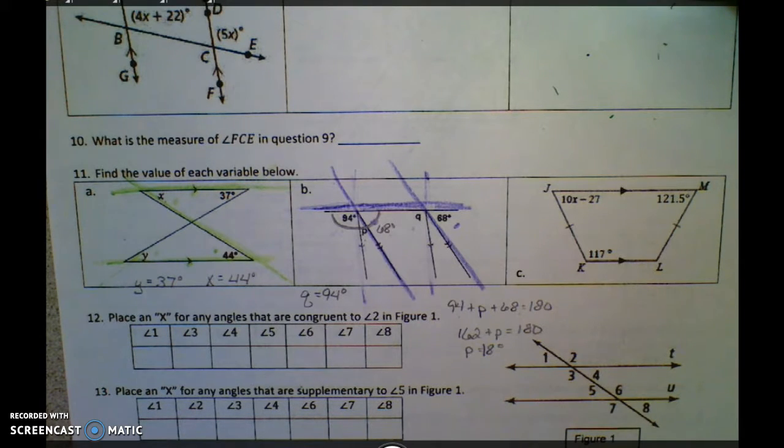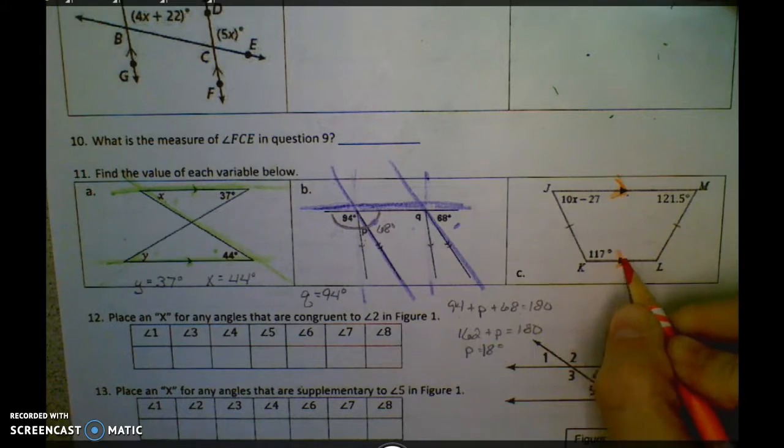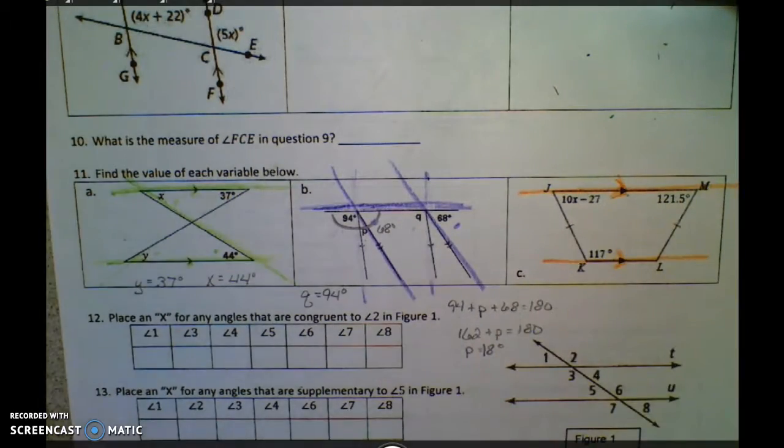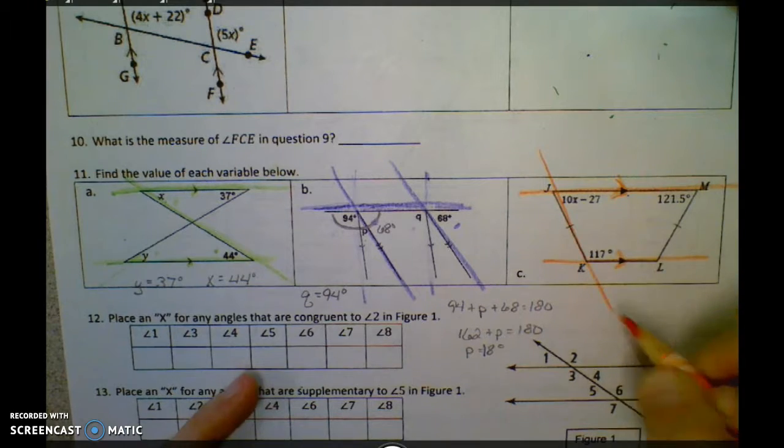The last one, J, again, don't look at all that at once. Focus on what we need. We need parallel lines. We need a transversal. I got parallel lines right here. So I'm going to use line KL and line JM. And I need a transversal. Well, the only thing I'm interested in finding is X. So I'm going to use the transversal that's near X.